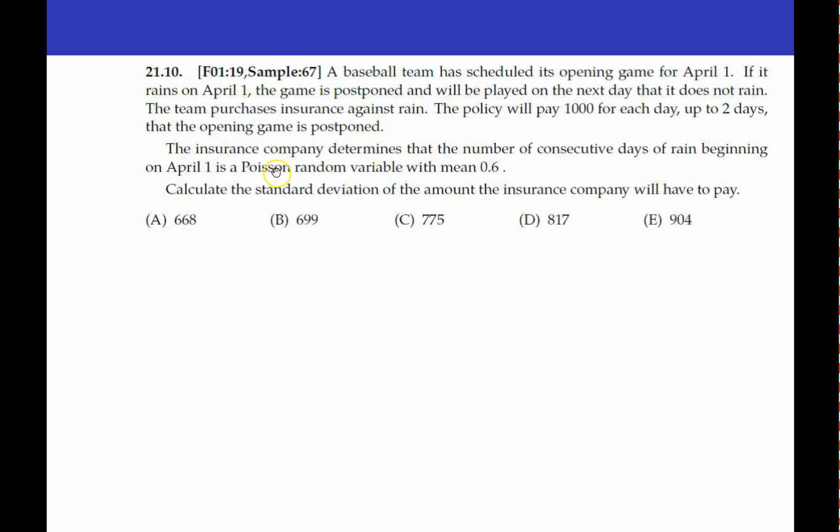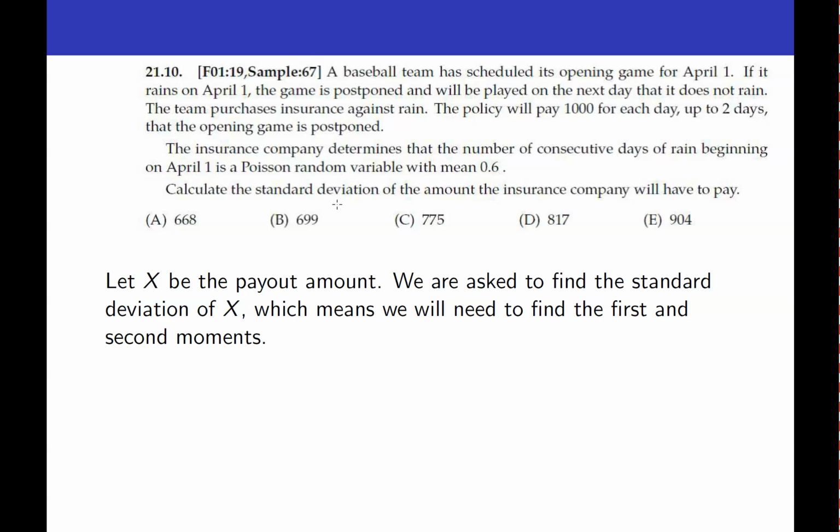So if we want the standard deviation, of course, finding the standard deviation means finding the variance and taking the square root. To find those, we need to figure out what the moments are. So we need to figure out the first and second moments of the payout amount, not of the Poisson random variable, because we already know that. We know that for the Poisson random variable, the mean and the variance sigma squared are both equal to the lambda value, which in this case would be 0.6. But that's not what we're looking for in this case. We want to know the payout amount.